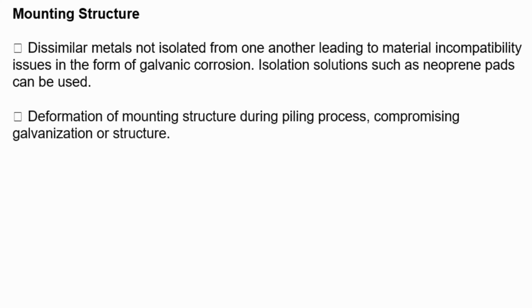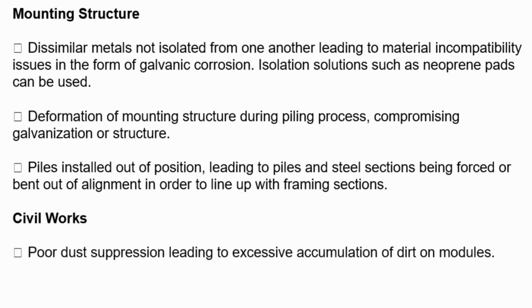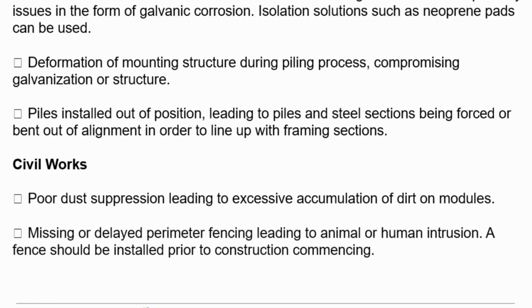Deformation of the mounting structure during the piling process, compromising galvanization or structure. Piles installed out of position, leading to piles and steel sections being forced or bent out of alignment in order to line up with framing sections. Civil works: poor dust suppression leading to excessive accumulation of dirt on modules. Missing or delayed perimeter fencing leading to animal or human intrusion. A fence should be installed prior to construction commencing.